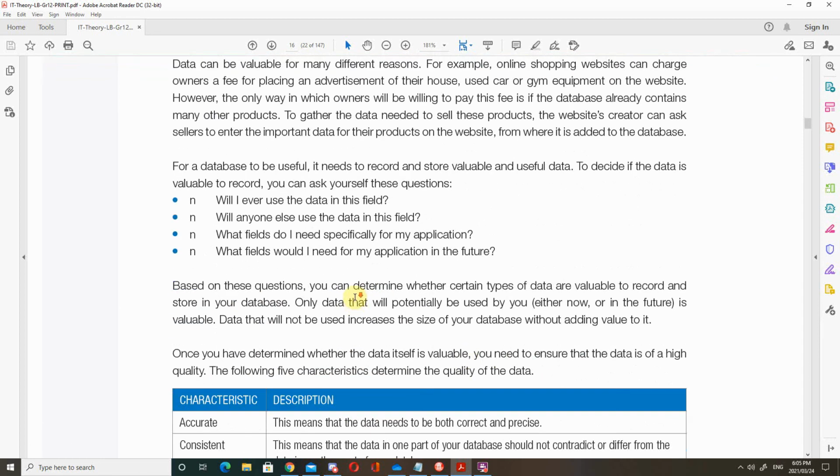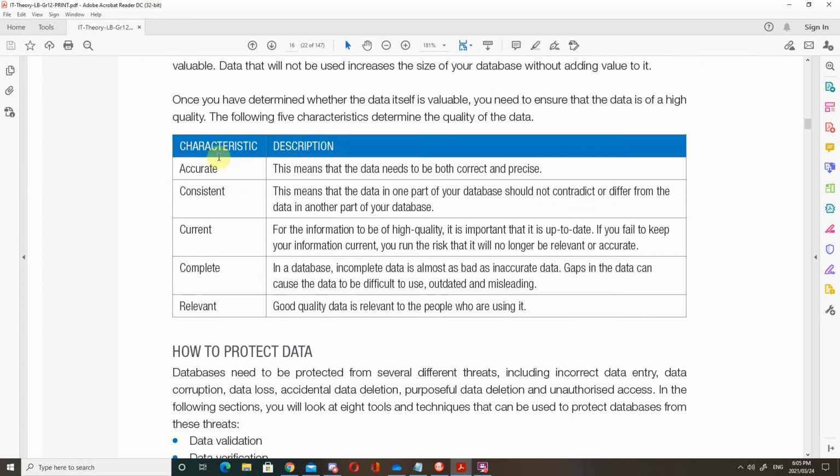Alright, so this is important. 5 characteristics: the quality of data. So it must be accurate. You must have specific answers. You can't just have vague answers. It must be consistent. It must be current, so it can't be old news. It must be complete. You have to have all the information. Just having pieces won't help you. And it must be relevant. It must be something that the people would want to store data of.